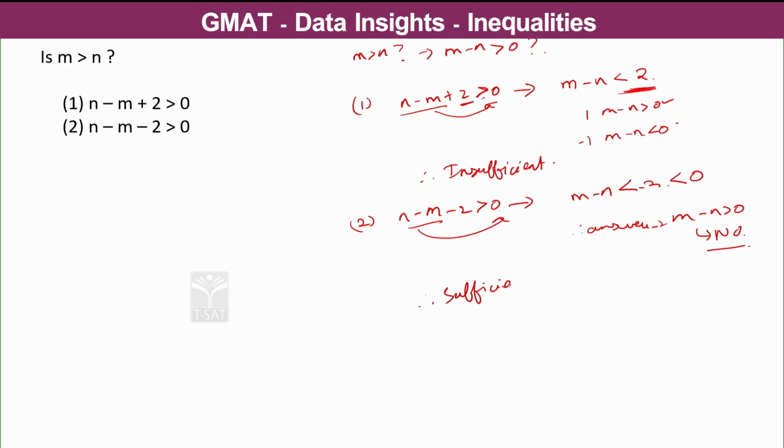Mind you, you just need to answer the question, values do not need to match. So, if m minus n is less than 0 is a definitive answer, it definitely answers whether m minus n is greater than 0, so you can just say no. So, statement 1 alone is not sufficient, but 2 alone is sufficient. So, the answer is option B. Let us move to the next question now.